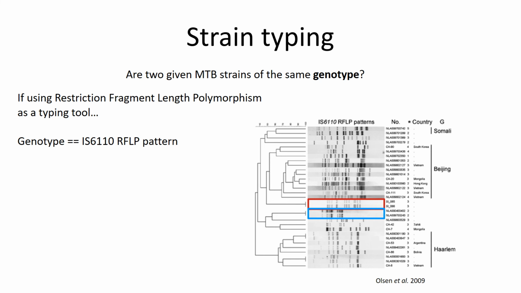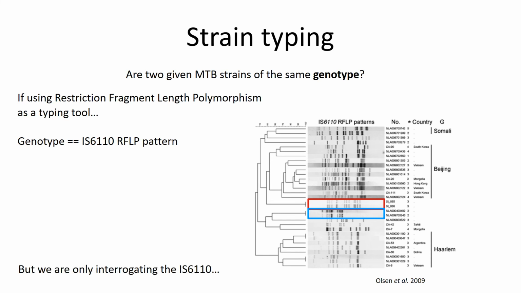So for example, these two strains share the same RFLP pattern, so they would be considered the same genotype, and then in this case they would be considered to be linked in the same cluster, RFLP cluster, and then ongoing transmission or recent transmission. And the same happens for these two strains here, the ones highlighted in blue, that share also the same RFLP pattern.